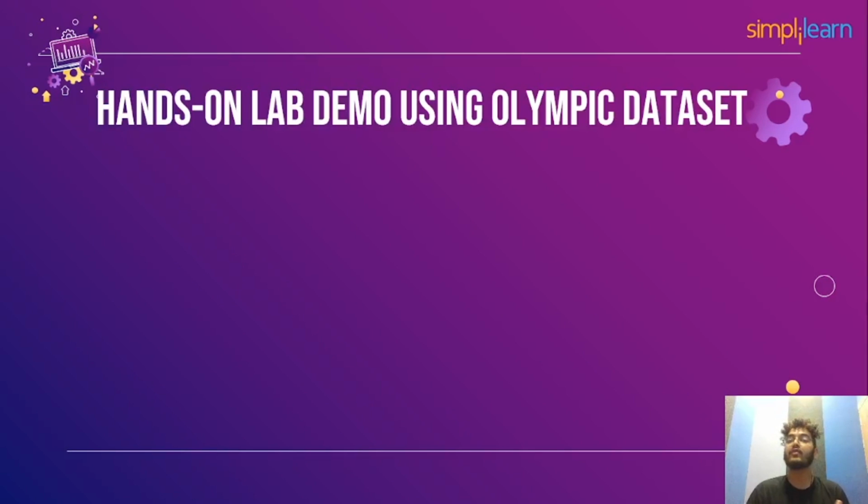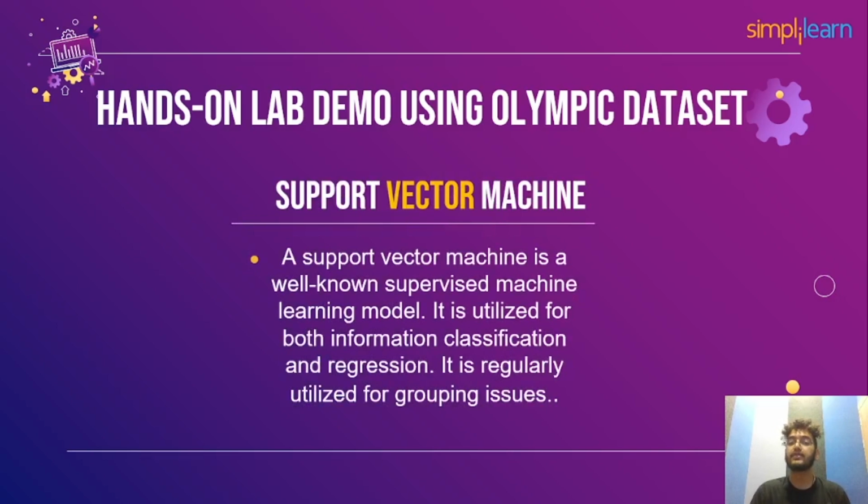So now we will see a hands-on lab demo using the Olympic dataset 2022. We will use a support vector machine. A support vector machine is a well-known supervised machine learning model. It is utilized for both classification and regression. It is regularly utilized for classification problems.